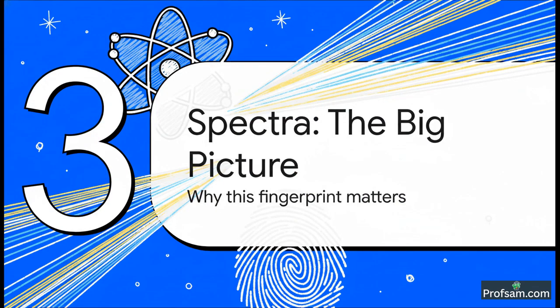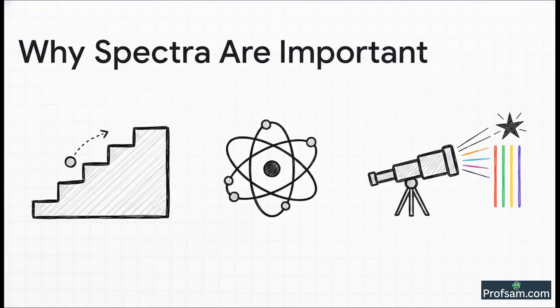So we've looked at all the details, the jumps, the lines, the colors, but now let's just zoom out for a moment and look at the big picture. Why is this topic so important? Why does this whole idea of a light fingerprint change everything we know about physics and the universe? Well, there are 3 huge reasons. First, the very existence of these sharp lines is the ultimate proof that energy inside an atom isn't continuous. It comes in fixed packets or steps. In other words, energy is quantized.